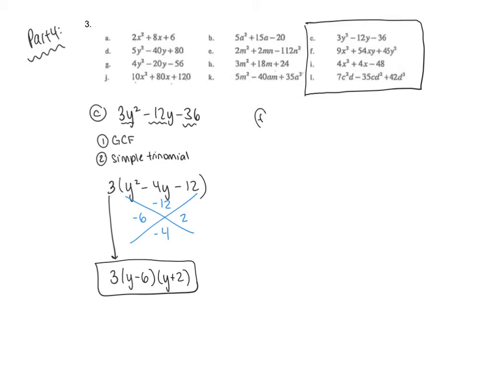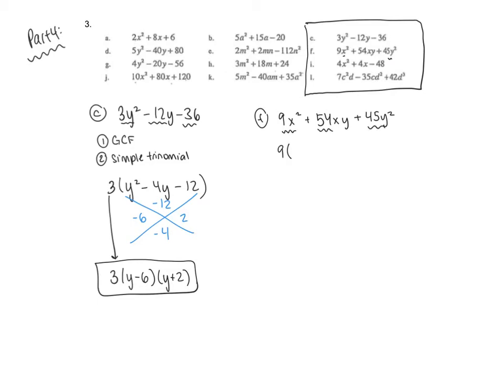Letter F is a little bit confusing because it has 2 variables. But it's not too bad. So we have 9x squared plus 54xy plus 45y squared. So all 3 of these terms are divisible by 9.